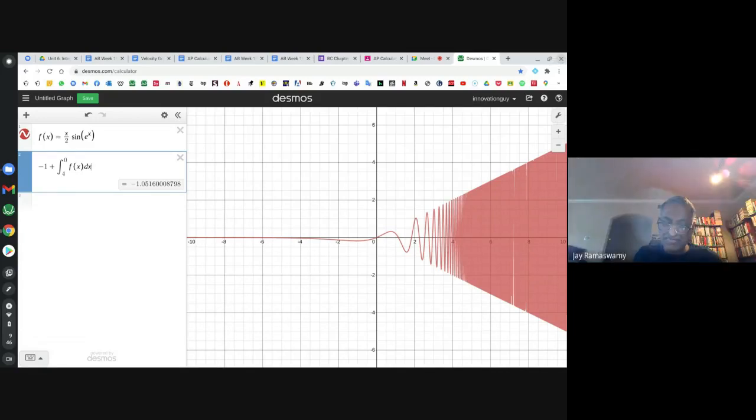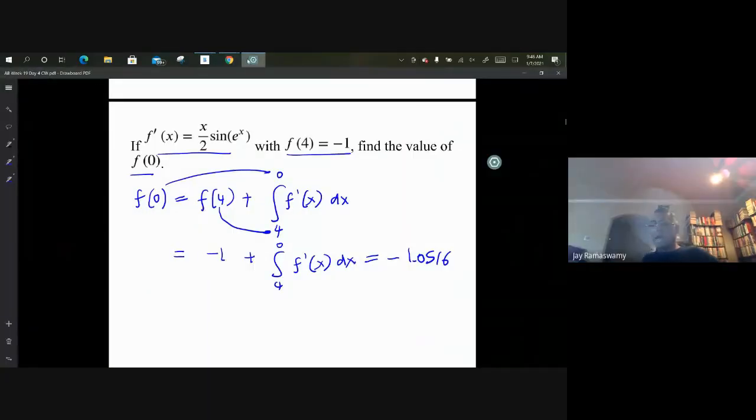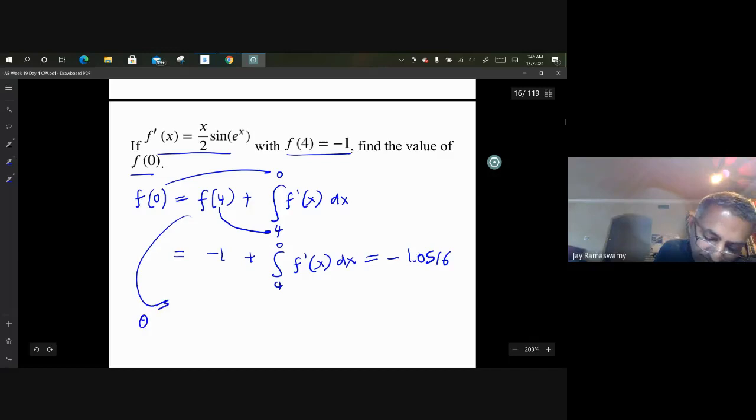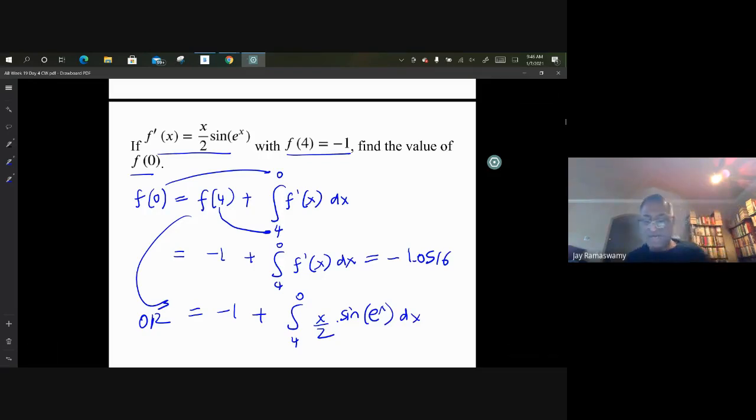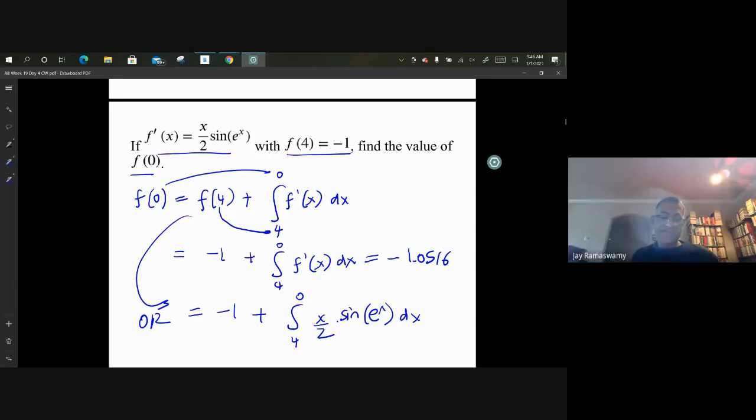Is everybody okay there? So type the function as just f of x. Now in the other class, I had them type out the entire expression. I'm showing you what we did in the other class. We just wrote -1 plus the integral from 4 to 0 of x over 2 sine of e to the x dx, and the other class typed out this entire thing. Is it easier to just type f of x, integral f of x dx? Correct? So I'm switching. Just call the original function f of x, even though it says f dash, and then just type it.